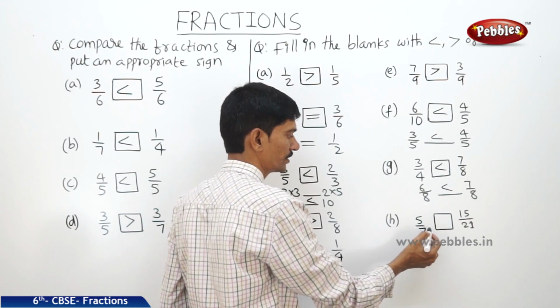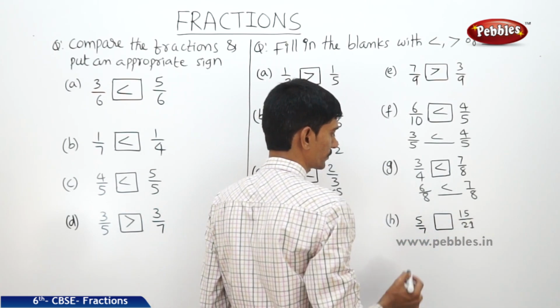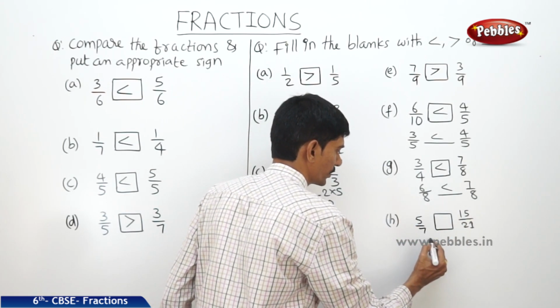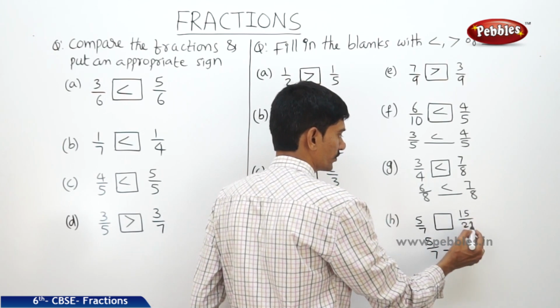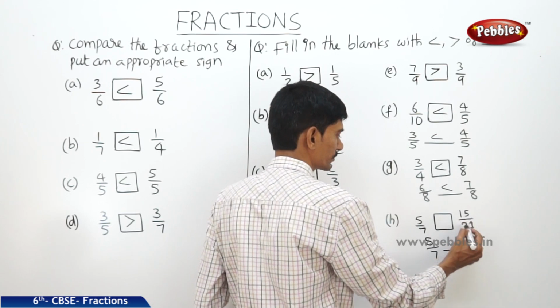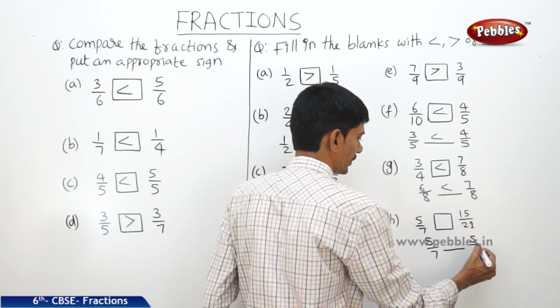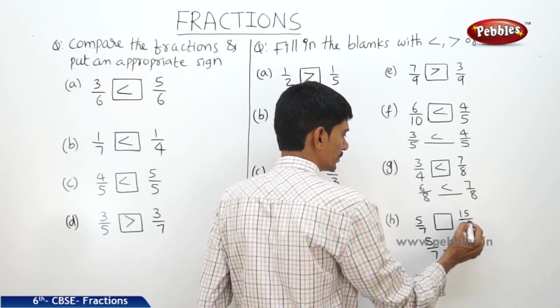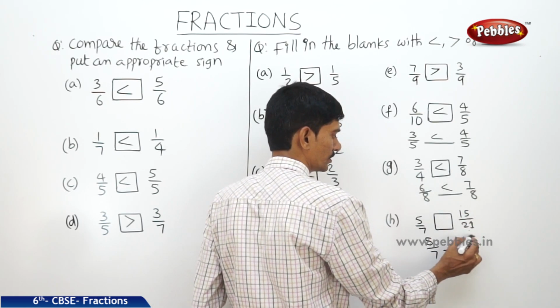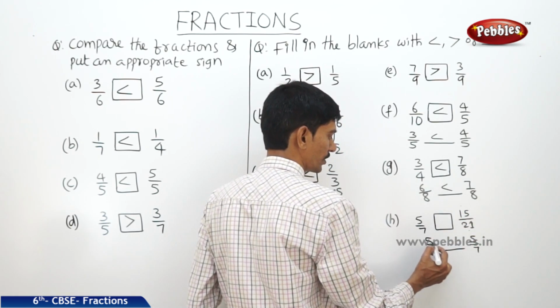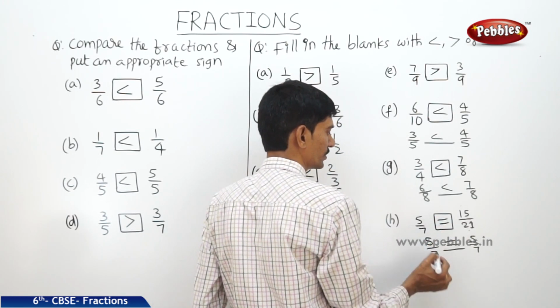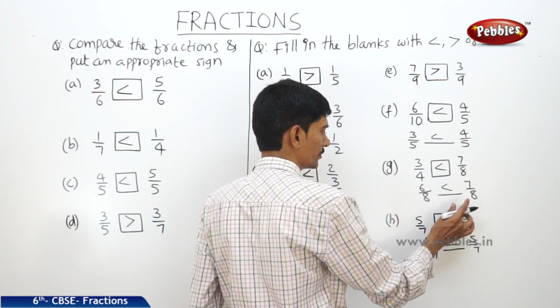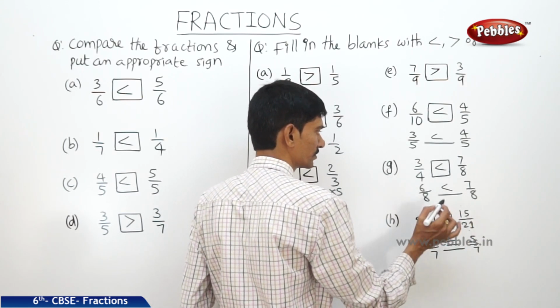Next 5 by 7 dash 15 by 21. Here 5 by 7 is in the simplest form. If you write 15 by 21 in the simplest form, we can write 5 by 7. 3 5s are 15, 3 7s are 21. So we get 5 by 7. So here 5 by 7 is equal to 5 by 7. So 5 by 7 is the same as 15 by 21. These two are equivalent fractions.